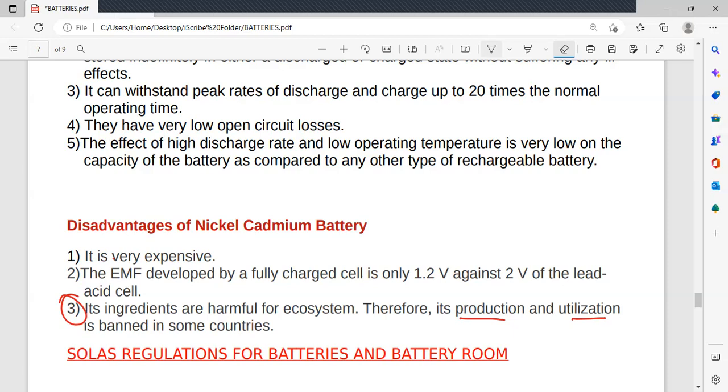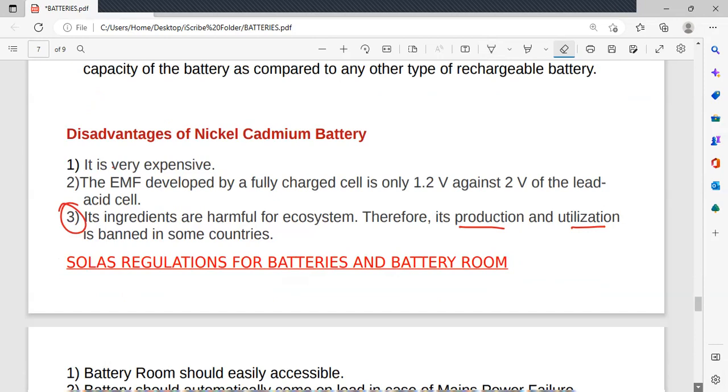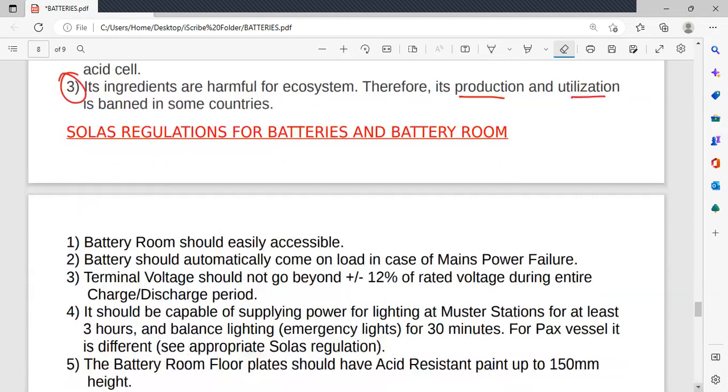So three very small disadvantages, but they are big enough to prevent you or whoever is running the ship from keeping your particular alkaline batteries, wet cell batteries, as compared to your lead acid wet cell batteries.